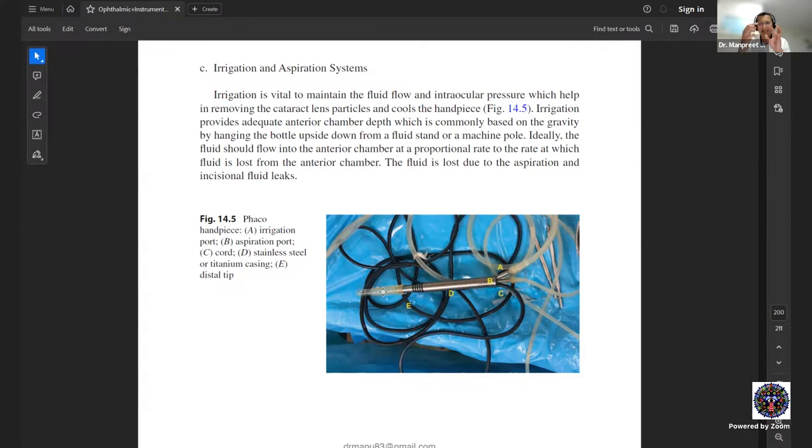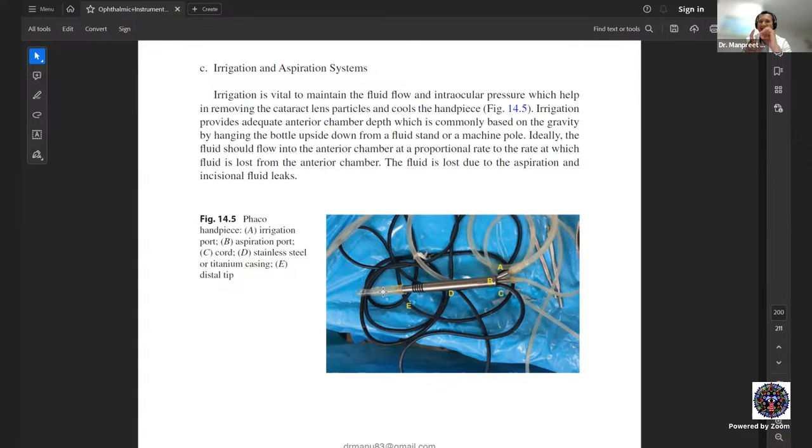The tip has got an external diameter. If you can see, this is the internal diameter, and this whole length is the external diameter. The internal diameter is only for the aspiration. The energy is delivered by this much thickness. How thick is the tip? I'm talking about acoustic energy. Acoustic energy will be delivered by the thickness of that tip.